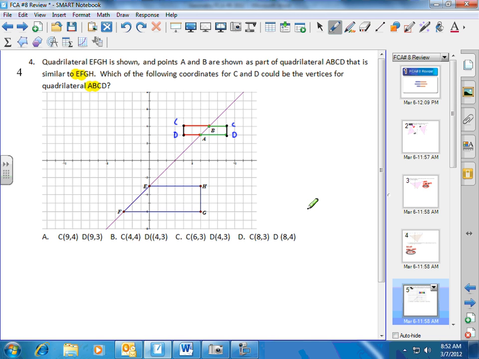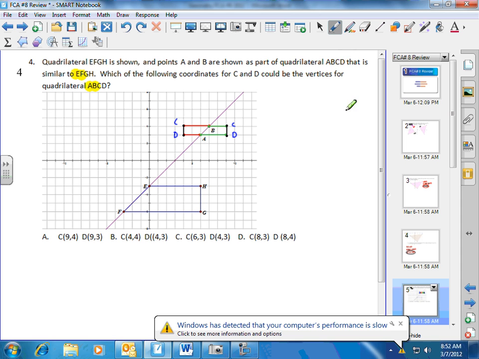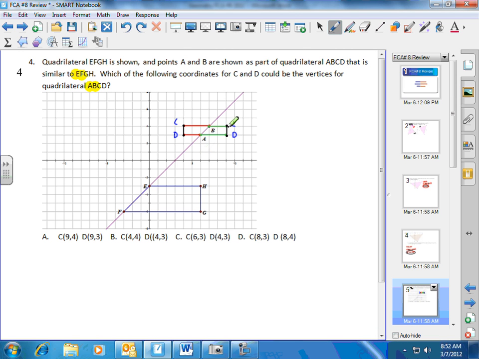So let's see, where do we go from here? We want to see where points C and D should be that would give us a similar quadrilateral. So let's just plot the points. Starting with A, we've got 9, 4 for point C and 9, 3 for point D.